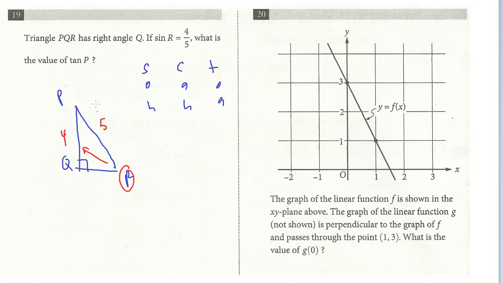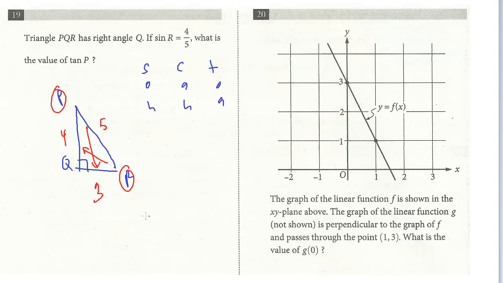And now we want the tangent of P. So here's P up here, and tangent is opposite over adjacent. Now we know the adjacent is 4, but how do we find the opposite? Well, you don't even need trig. Just think about basic geometry, the Pythagorean theorem. This is a special triple, 3, 4, 5. You have a right angle, you have a 4 and a 5. This is 3. You really shouldn't have to do the Pythagorean theorem. You should know 3, 4, 5.